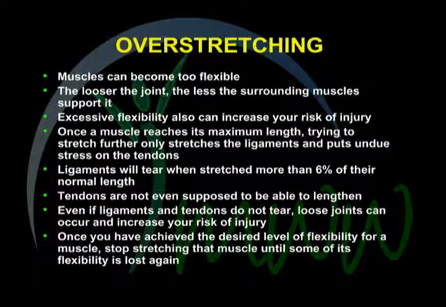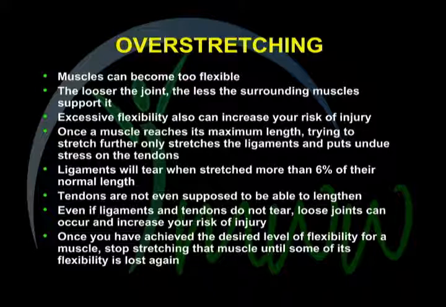Overflexibility. It is possible for the muscle of a joint to become too flexible because there is a trade-off between flexibility and stability. As you get looser or more limber in a particular joint, the joint receives less support from its surrounding muscles. Excessive flexibility can be just as bad as not enough flexibility because both increase your risk of injury. Once a muscle has reached its absolute maximum length, attempting to stretch the muscle further only serves to stretch the ligaments and put undue stress on the tendons, two things you do not want to stretch.